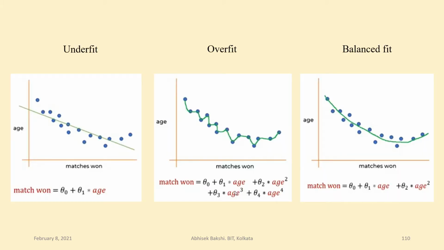You see, just watch the leftmost picture. We have some set of points, the number of matches versus the age of some particular sportsman, or of many sportsmen actually. And suppose according to the data, the points are something like what we can see over here.